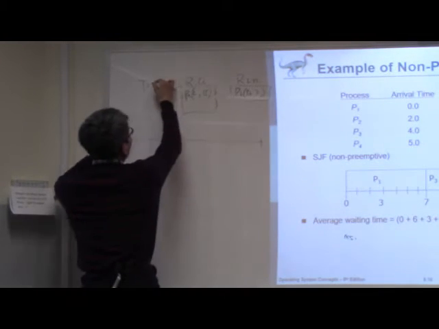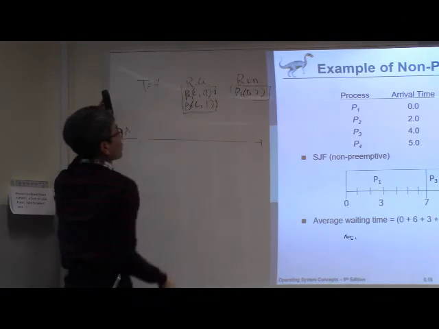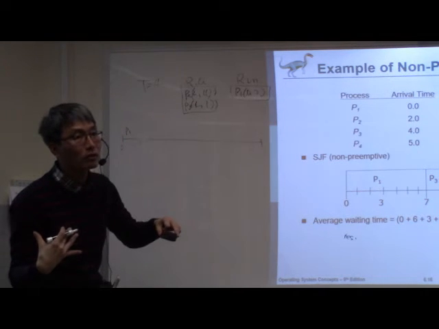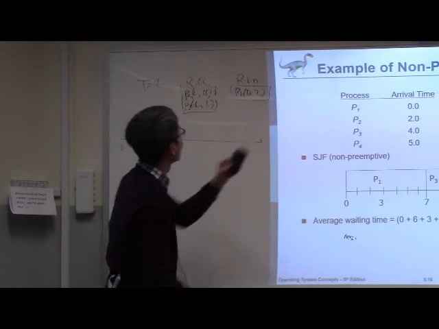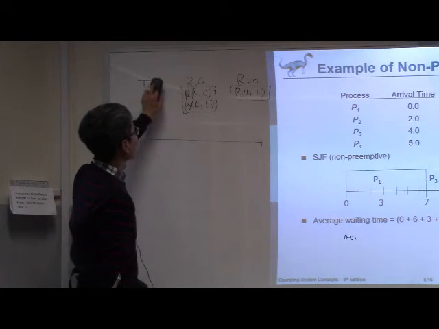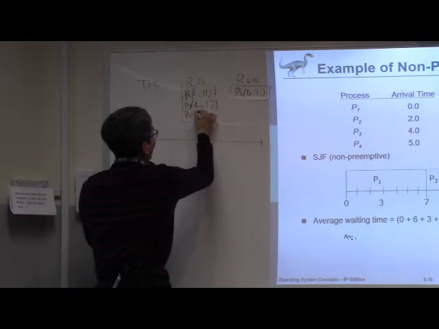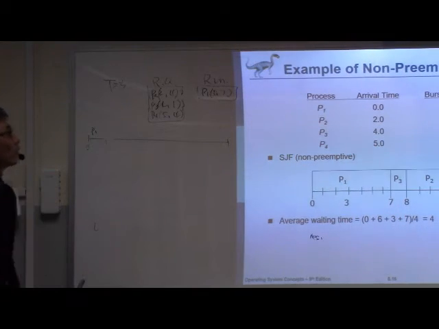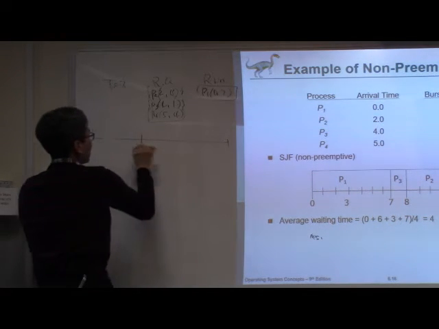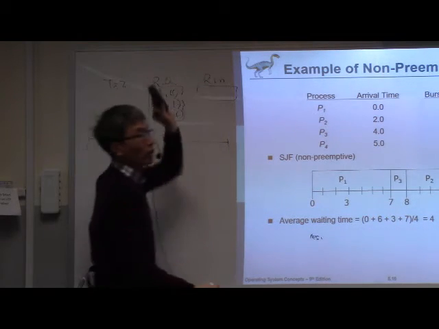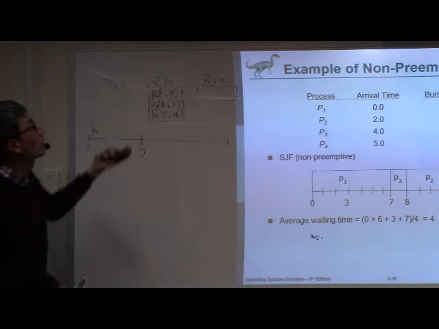At time 4, we have another process P3. It arrives at 4 with CPU burst time 1. Do we need to select? No, it's non-preemptive, so P1 is still running until CPU burst time 7. Then at time 5, P4 arrives with CPU burst time 4. Then at time 7, P1 is terminated. Then the dispatcher, the CPU scheduler, will select the next process.